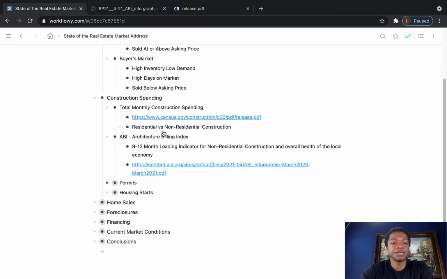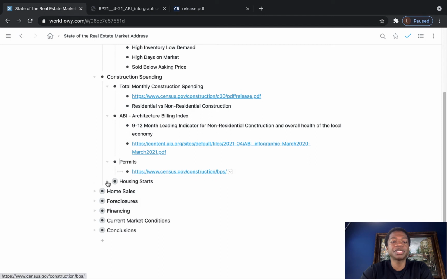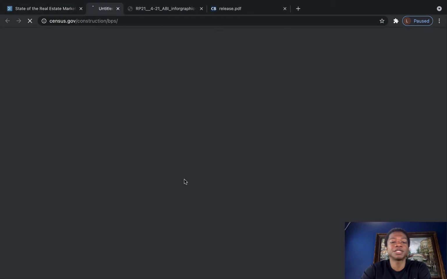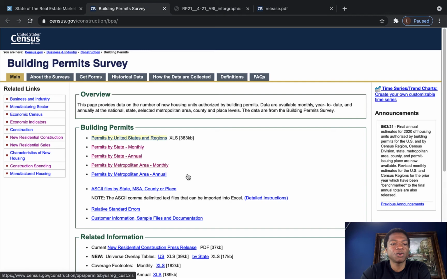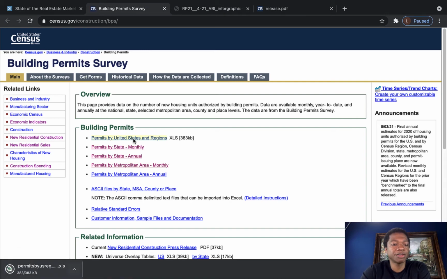Now, permits. We talked a little bit about this earlier. This is another thing that is tracked by the Census Bureau. After you've obtained your plan from the architect, the next step is to actually obtain a permit. And so this is something that is tracked by the Census Bureau as well. And so we take a look at permits by United States and regions, and it looks like this downloads in a spreadsheet. So we'll just take a look at this.